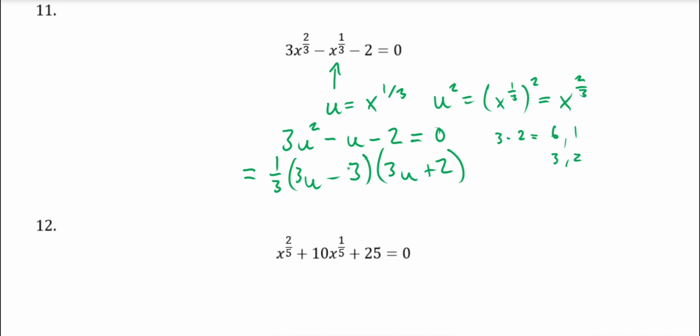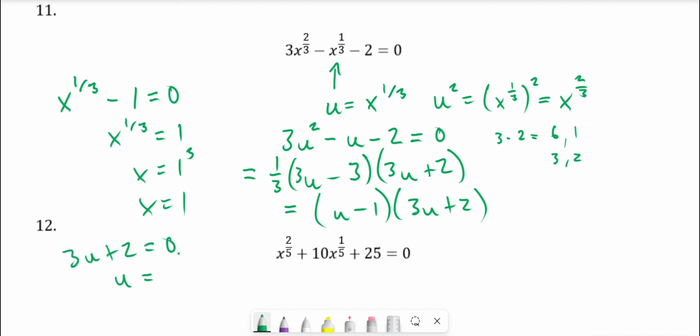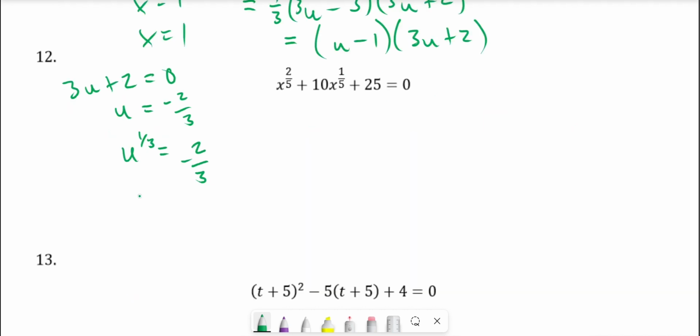Taking the larger number and putting it in the first slot will always work if you drop this sign straight down. Taking a 3 out and canceling it with the 1/3, we have u minus 1 and 3u plus 2. Now let's repeat our substitution. We would then have, from the first equation, x^(1/3) minus 1 is equal to 0, bringing our minus 1 over, and taking the cube of both sides would give me x is equal to 1. On the other hand, if I had 3u plus 2 equal to 0, minusing the 2 and dividing by 3, reversing my substitution, we could then cube both sides to get negative 8/27.